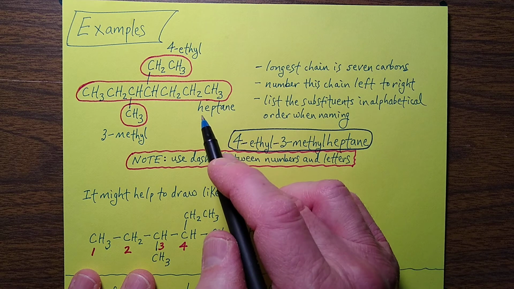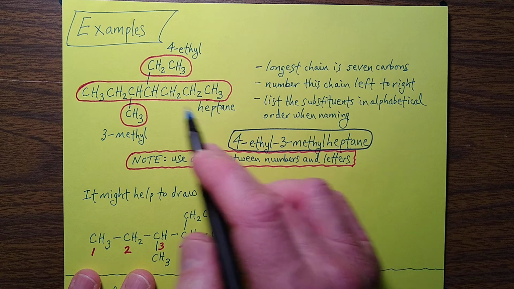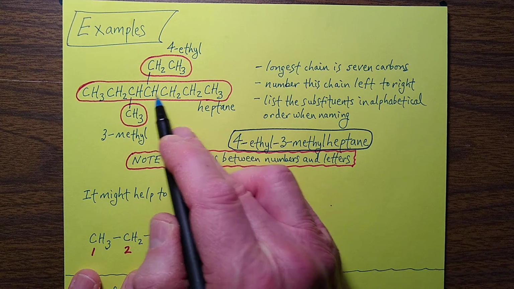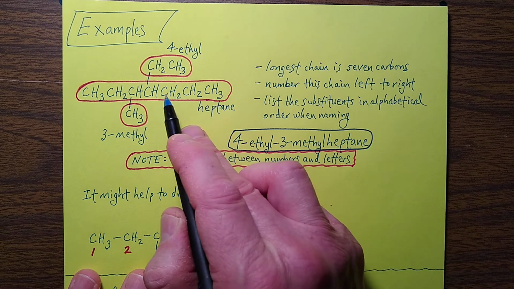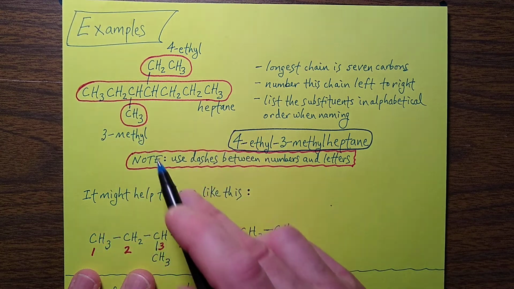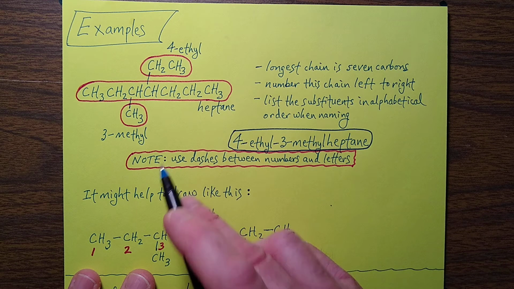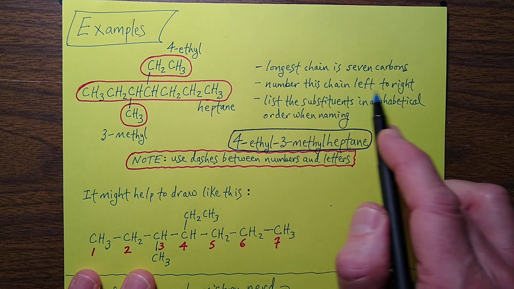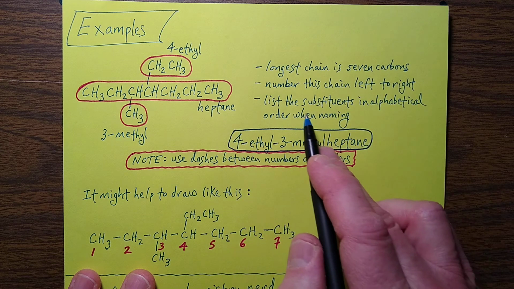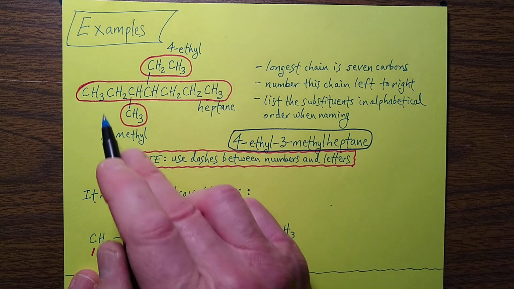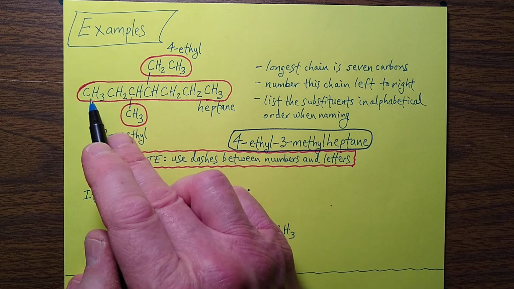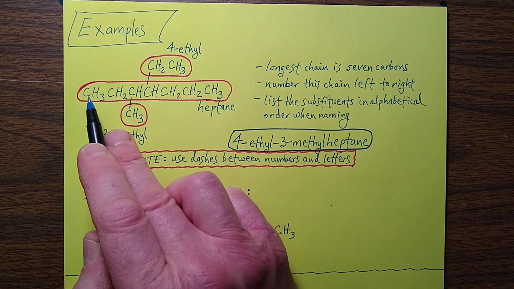But now, how do I number it? Do I go 1, 2, 3, 4, 5, 6, 7 in one direction, or the other way? It does make a difference in this case. In this case, I number this chain left to right, because this lists substituents in alphabetical order. I number them left to right because if I do that, notice what happens.